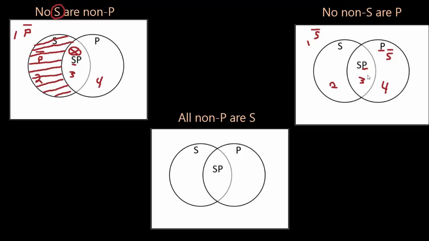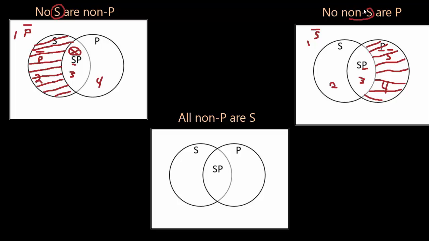So again, I think about what no non-S is P says. It says there can't be an area that allows for non-S's and P's. Well, that's area 4. So I shade out area 4, and now none of our non-S's are P's.